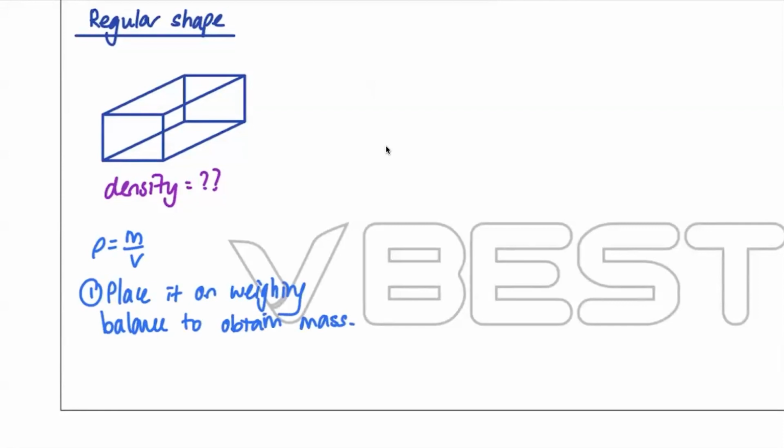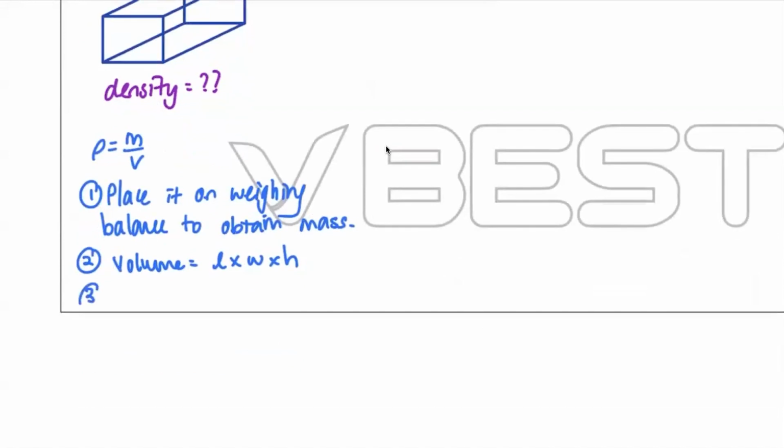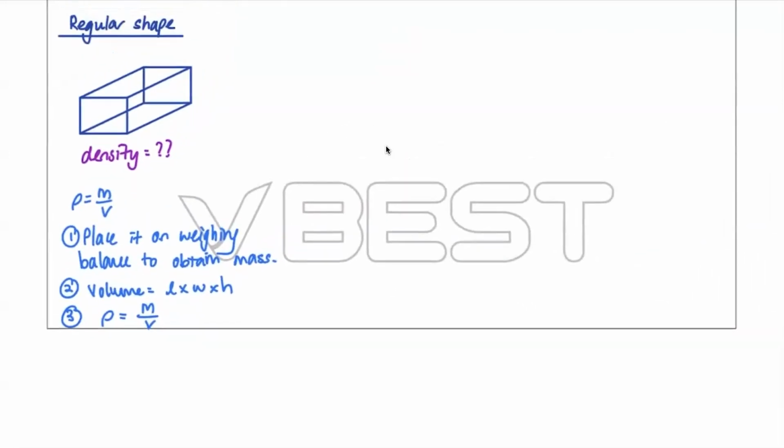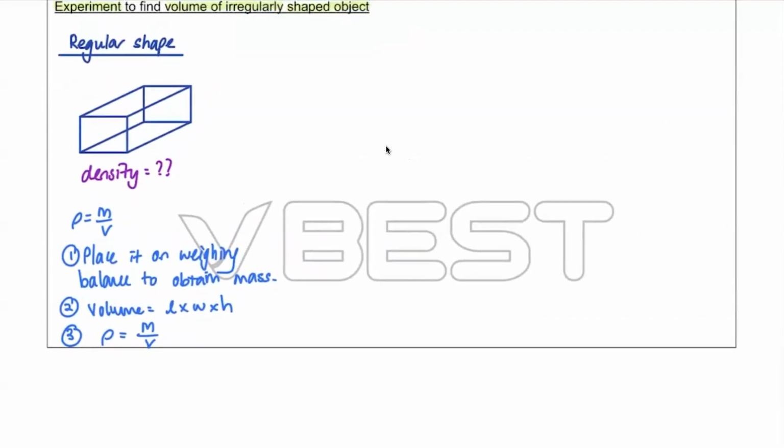Then how can we get the volume? The volume of a cuboid is length times width times height, based on the maths formula. Then how do we get density? Put in the formula, density is mass divided by volume. You got mass, you got volume, very easy to find. Regular shape is very simple.